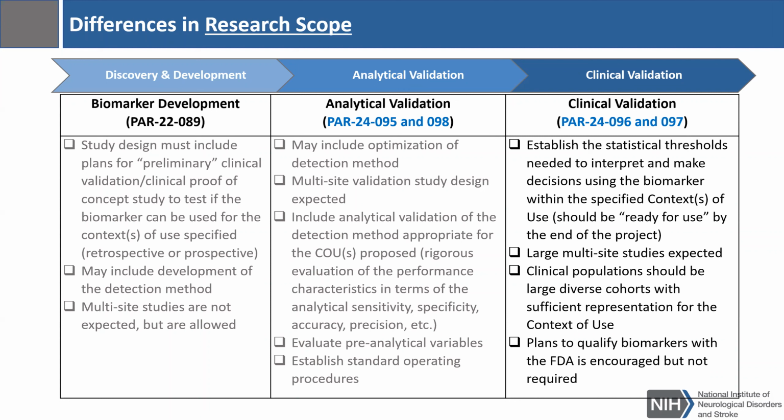Recognize, of course, that there are some cases where there might be a small population, so you can justify why multi-site wouldn't be possible, but you do have to justify it. Clinical population should be large and diverse cohorts, and you need to really have sufficient representation for whatever the context of use you're proposing is. Plans to qualify biomarkers for the FDA is encouraged but not required.